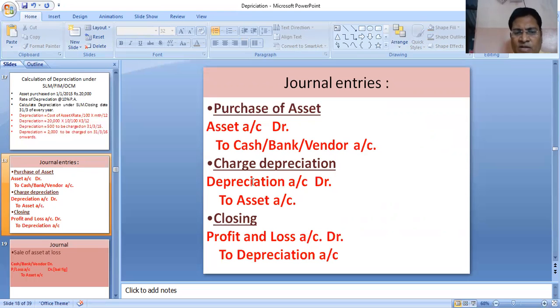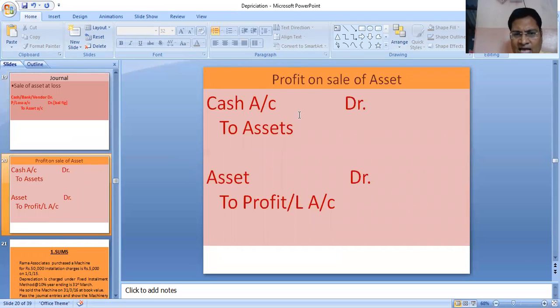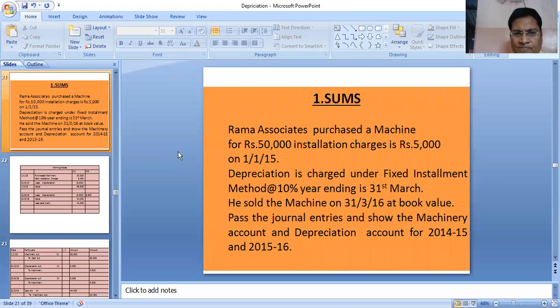And to close this nominal account of depreciation in profit and loss account: profit and loss account debit to depreciation. If you sell the asset, it will be cash account debit, loss on sale of asset account debit to asset if there is a loss. For profit, you have to write like this: cash to asset, the entire value at which you have sold, then asset to profit and loss. This is a profit on sale. We will understand these journal entries and the sum by doing a sum. Let's understand by doing this sum.